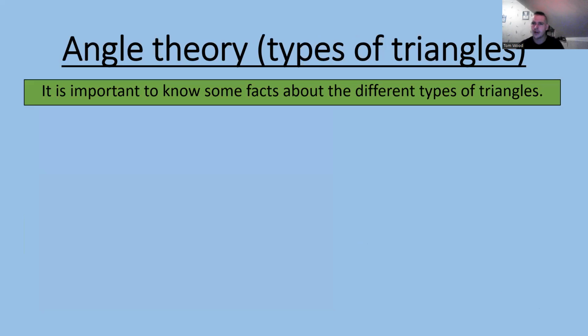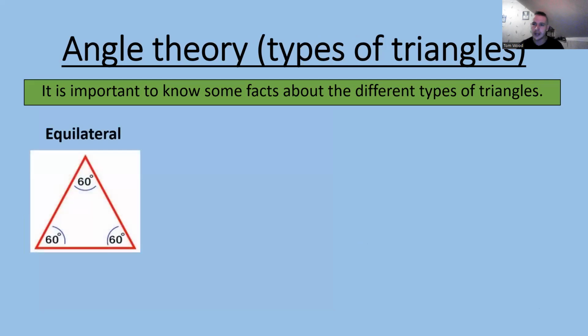There's a couple of things to note about different types of triangles as well. They wouldn't expect you to know these. If it is what's called an equilateral triangle, that means that all of the angles are equal. It means all of the lengths are equal as well. But with an equilateral triangle, all of the side lengths are the same, and therefore all of the angles are the same. It's 180 degrees in total. I've got 3 angles, therefore every one has to be 60 degrees.